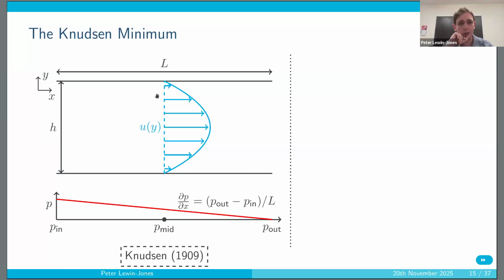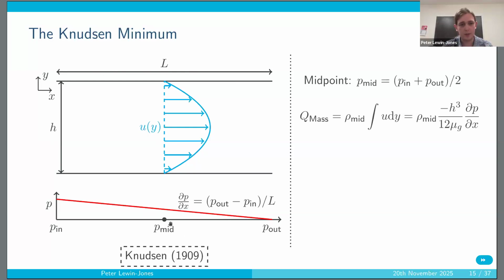So our setup is, I've got some pipe that's some length, big length L, and some thickness H, and I've got my flow through it, and this flow is just being driven by a pressure gradient that looks like this. I've got some pressure at one end, P in, some pressure at the other end, and some gradient in between. And I want to think about my midpoint of my tube, and I've got my flow rate. I roughly know that my mass flow rate at the midpoint looks like this, where rho here is the density. This was our volume flow rate, so if I multiply density by the volume, this is my mass flow rate.